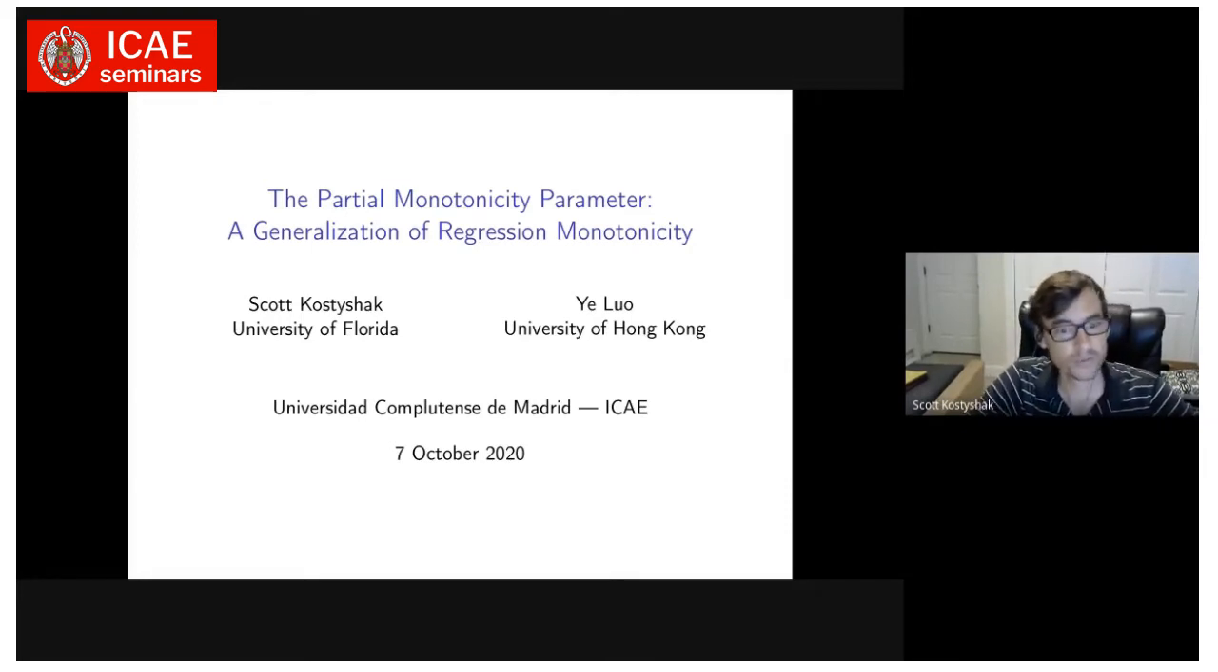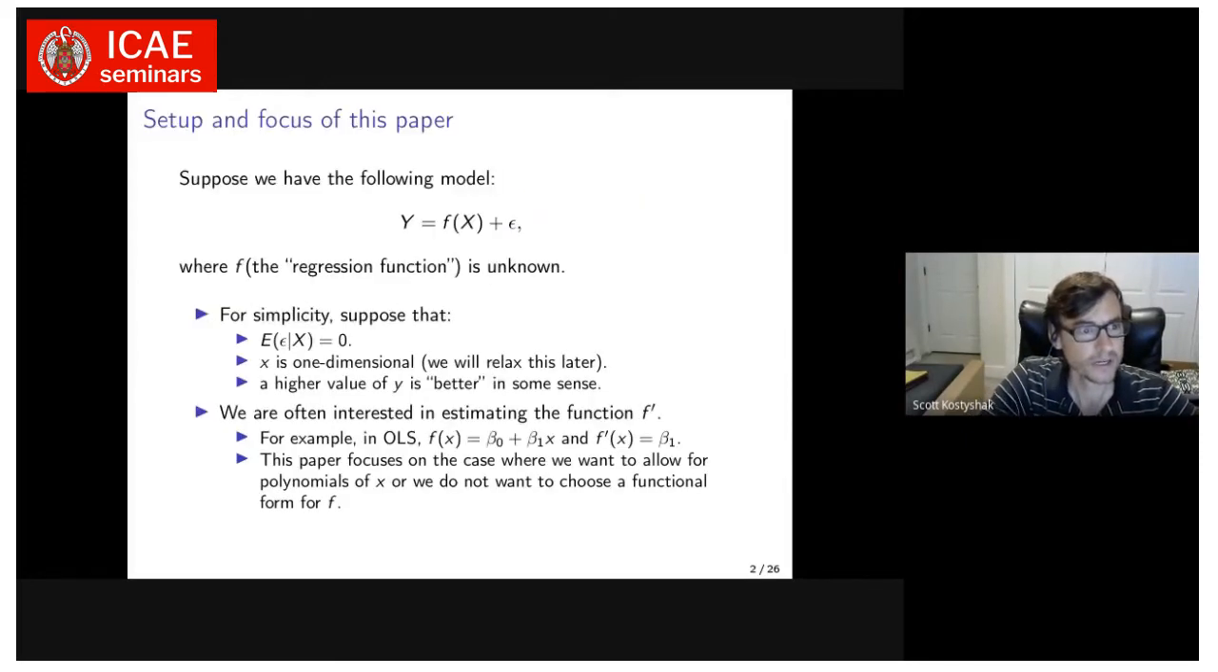This work is joint with Ye Luo, who's at the University of Hong Kong. Let's start off with a very simple model: y equals f of x plus epsilon. f, which I'm going to refer to as the regression function, is unknown. We can consider parametric settings where f is known up to a point, such as OLS, and we're also going to be able to accommodate non-parametric settings.